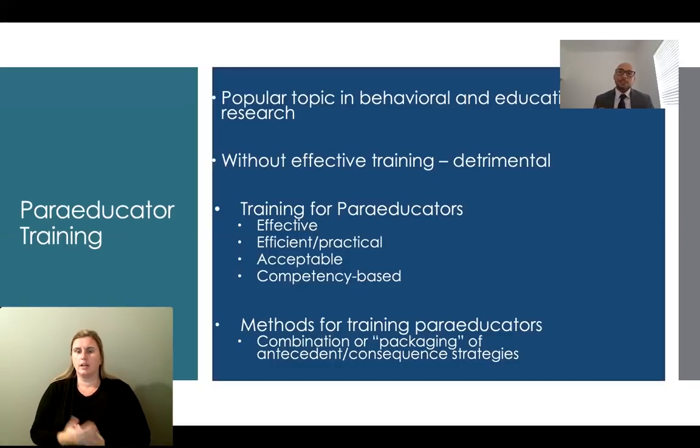It has also been suggested that the training for paraeducators needs to emphasize very specific aspects. First of all, it must be effective. It must yield the outcomes intended. Number two, it needs to be efficient and practical. It must be something that can be implemented on a repeated basis. It must be acceptable to those receiving the training, and it must be competency-based. We need to have goals and competencies associated with this kind of training.